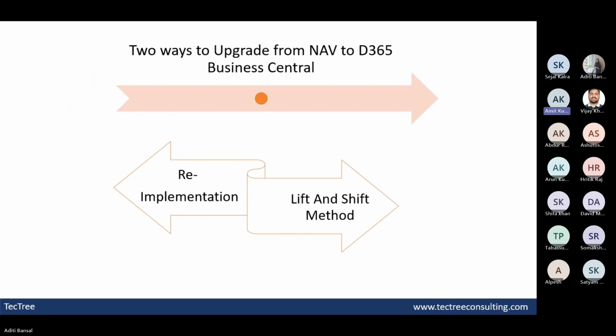Now, these are the two ways which we suggest to upgrade from NAV to Business Central. First is re-implementation, and the other is the lift and shift method. The one I have just shown you is the lift and shift method, and there is one more method called re-implementation.